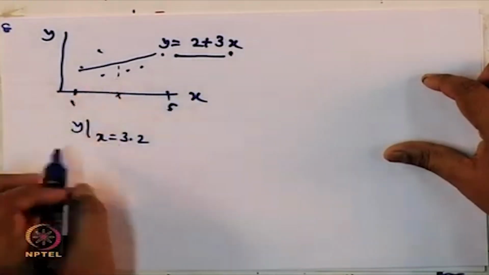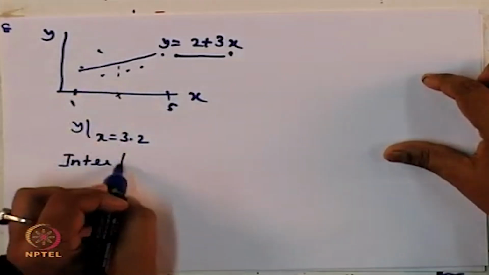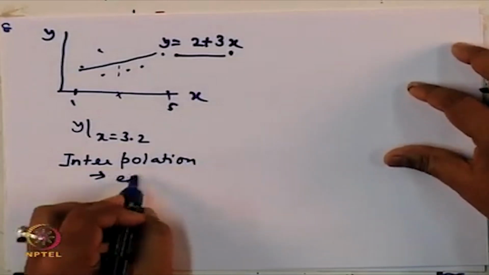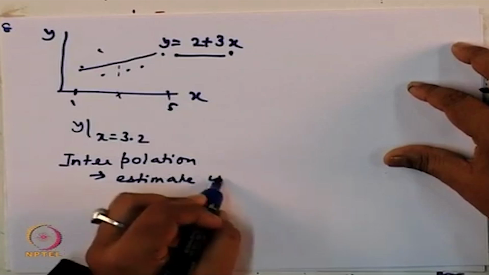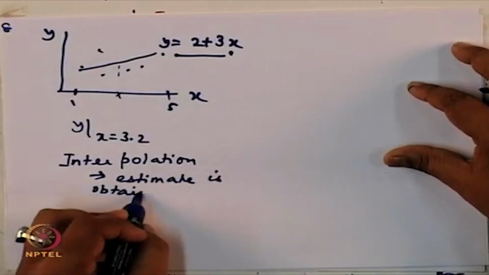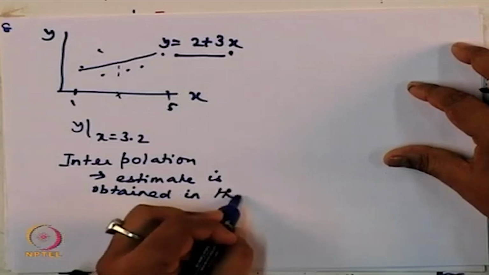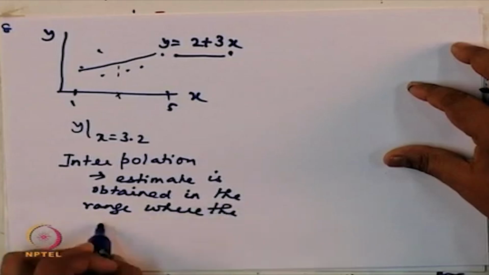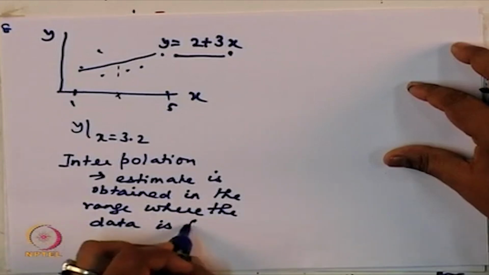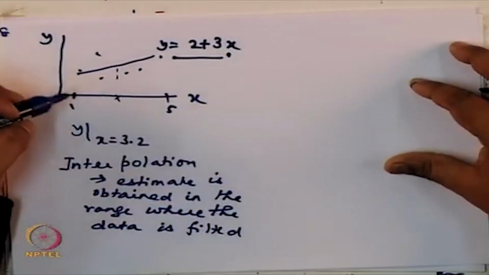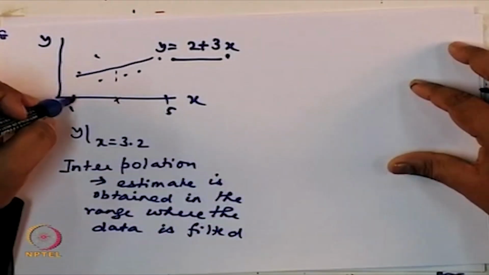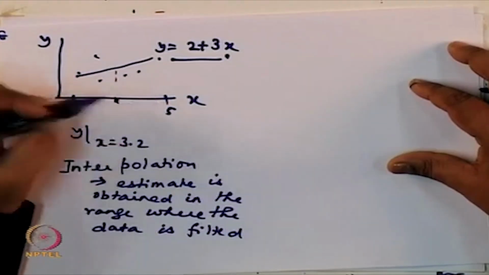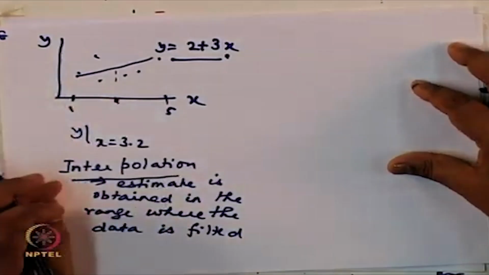So, this is called interpolation. Okay. Interpolation means that the estimate is obtained in the range where the data is fitted. Because the range over which I was fitting my curve was between 1 and 5, when I put in an x equal to 3.2 value, it falls within this range. So, this process is called interpolation.